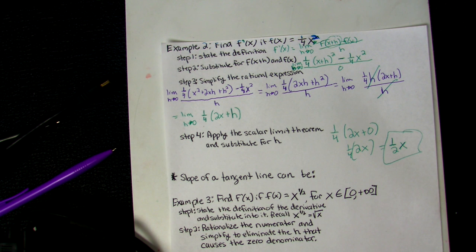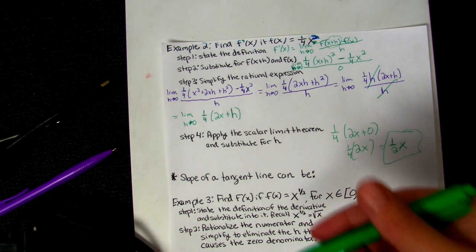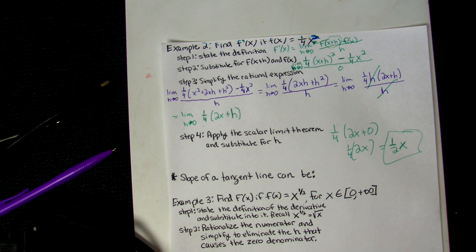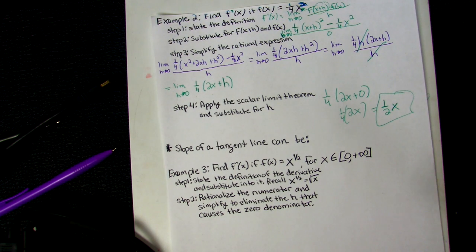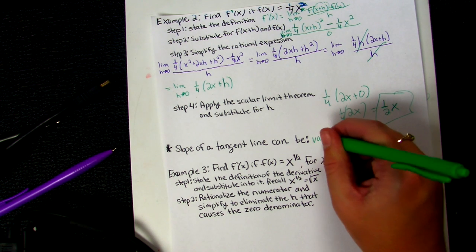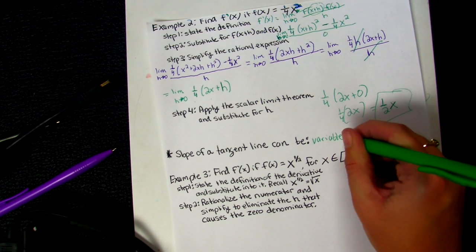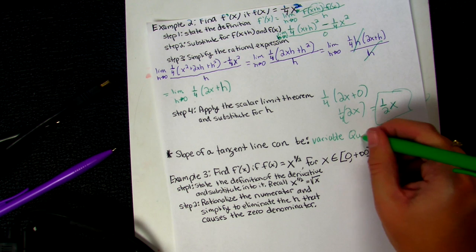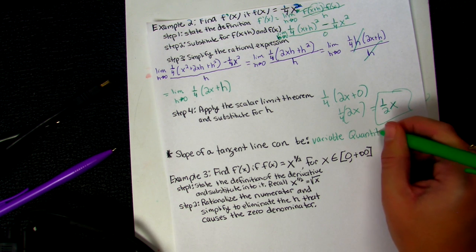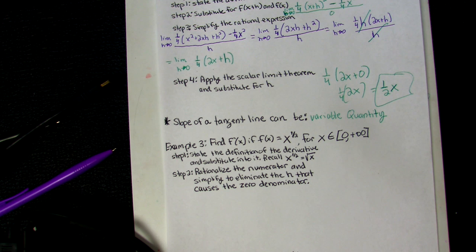And so in other words, if we wanted to look at x equals 1, then we would just plug in 1 for x. So the slope of a tangent line can be a variable quantity. So we can actually look at a specific point.